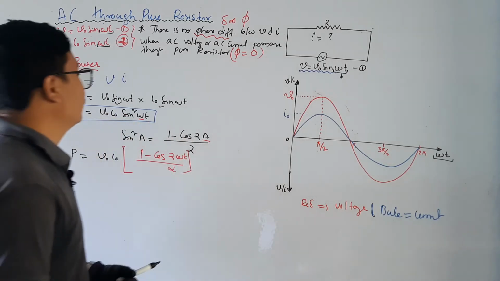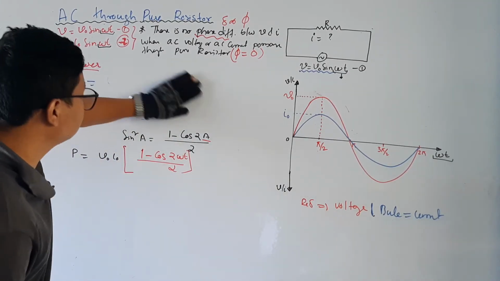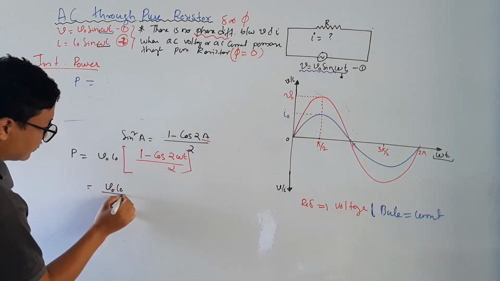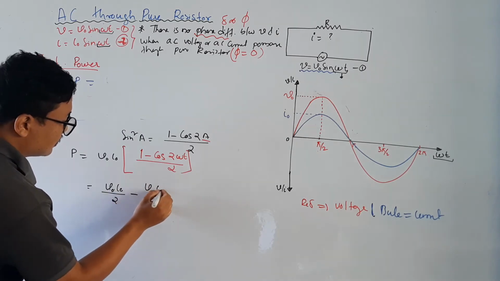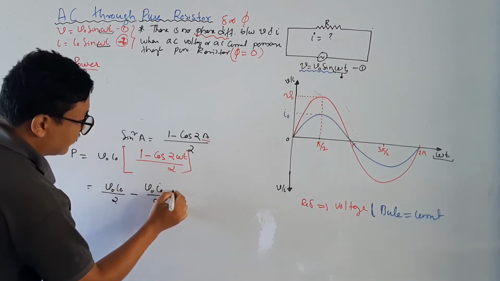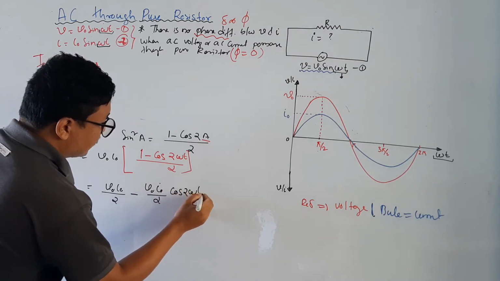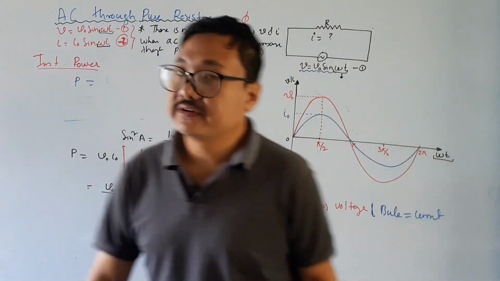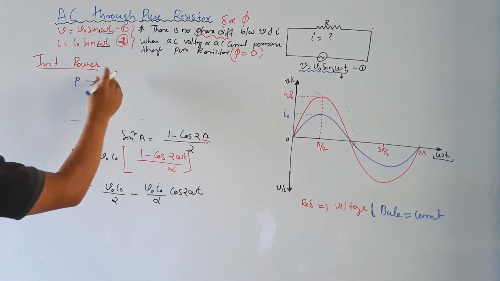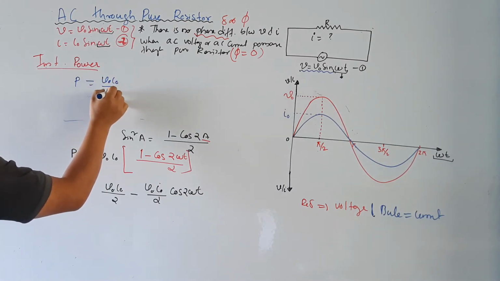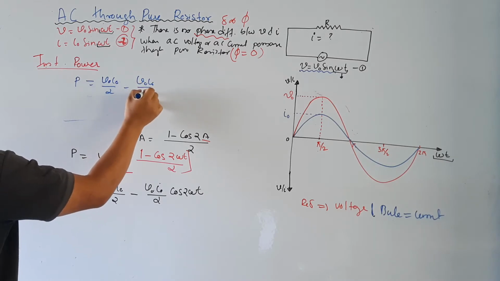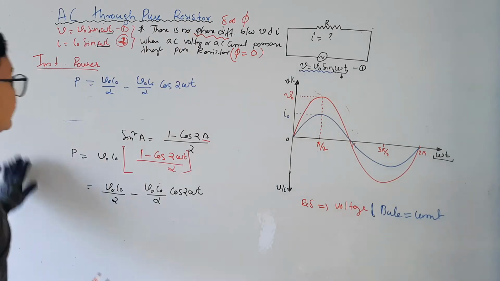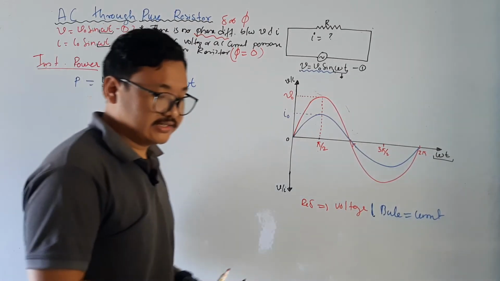Now there is no power in the formula, no square. So let us solve it a little more. Then I will get V0 I0 divided by 2 minus V0 I0 divided by 2 cos 2 omega t. This is the formula for instantaneous power. So the formula of power is V0 I0 by 2 minus V0 I0 by 2 cos 2 omega t. We have just simplified it, no worries.